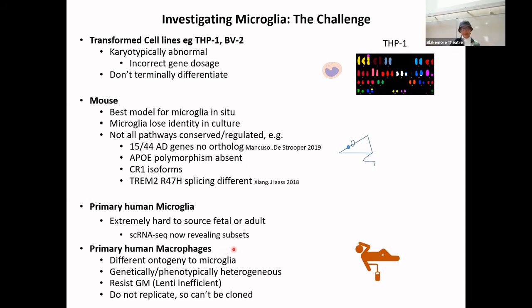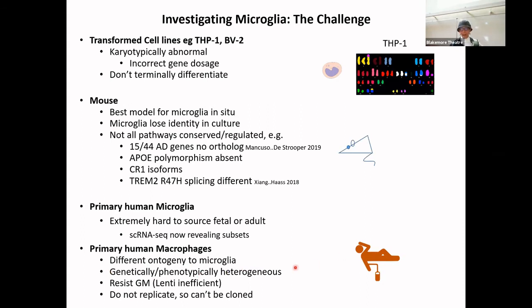Then we have human primary macrophages. Well, it is possible to just get macrophages from blood by taking blood monocytes and differentiating them with MCSF in a dish. But these actually have a different ontogeny to microglia because they are from adult hematopoiesis that is undertaken in the bone marrow. They're not from that primitive hematopoiesis that happens in the very early waves of embryogenesis. So they have a different ontogeny and they have different responses as a result of it.